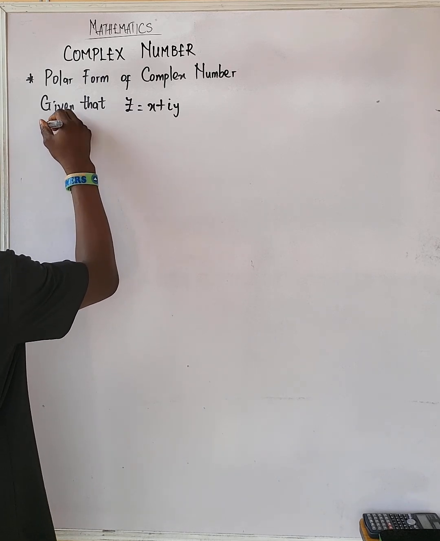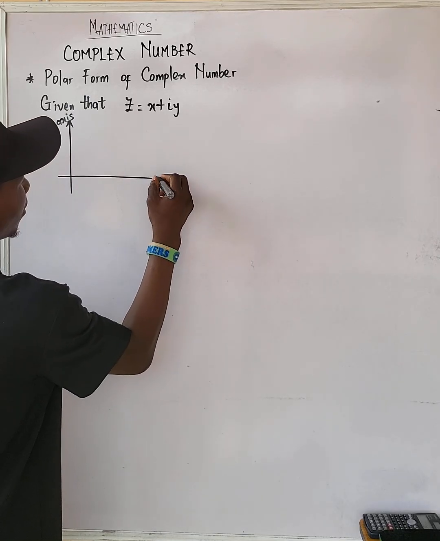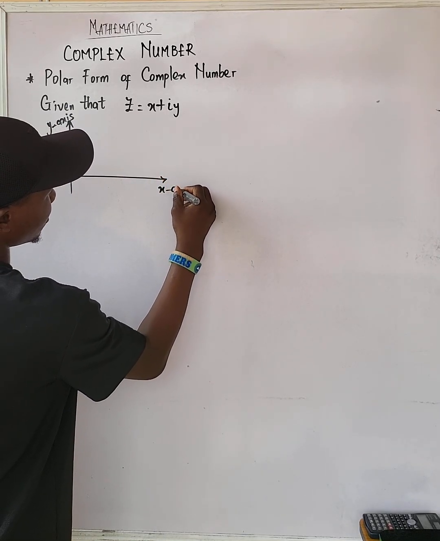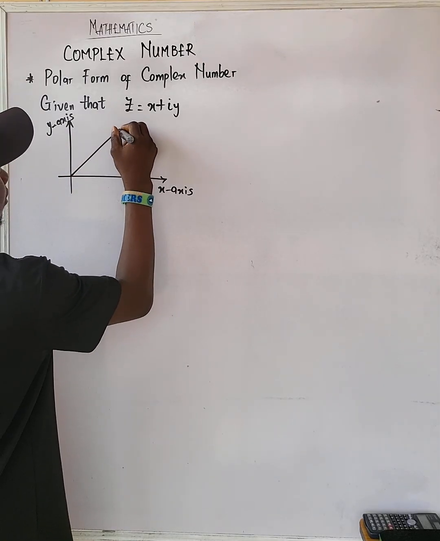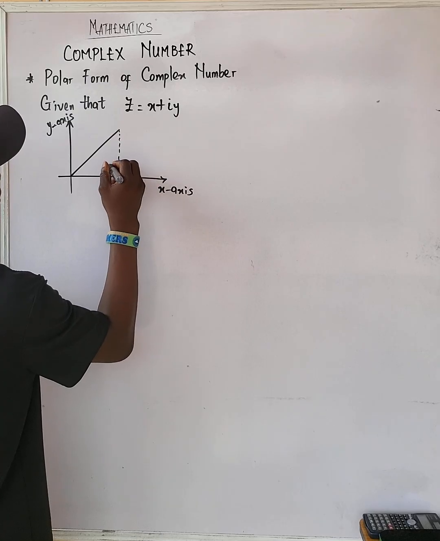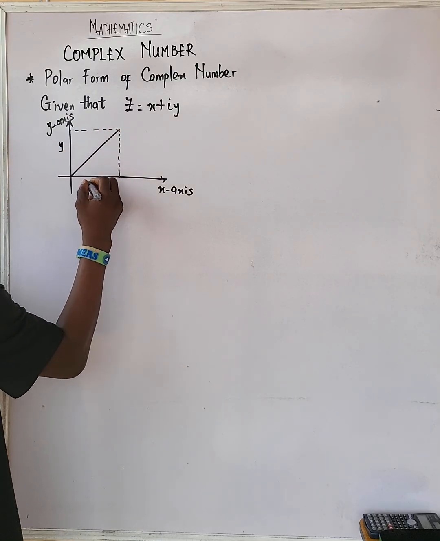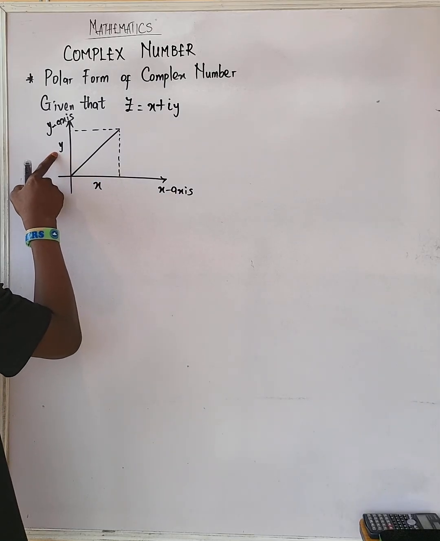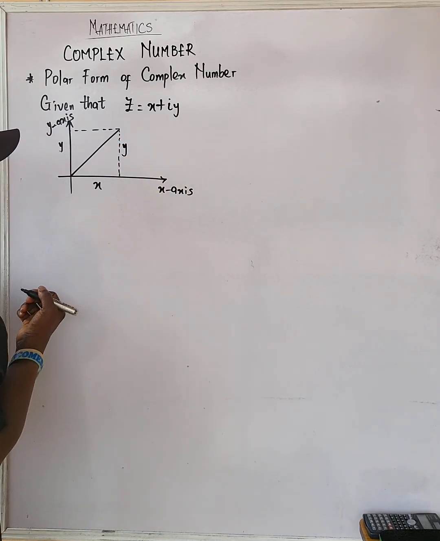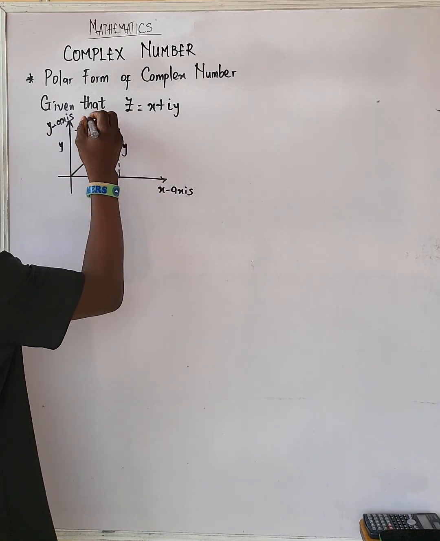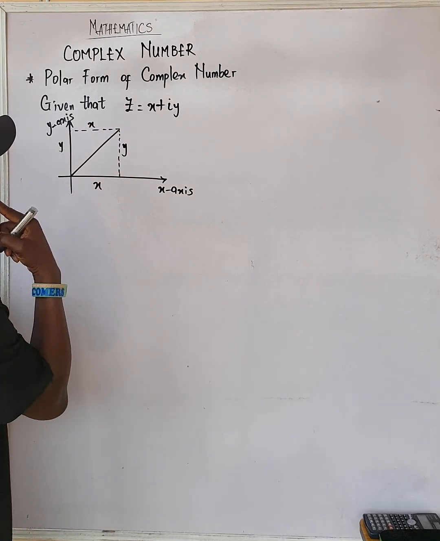Now, this is our y-axis. This is our x-axis. So when we trace it down like this, this is our y, this is our x. If this side is our y, then definitely this side is also our y. This is our x, then definitely this side is also our x. But we just only need this right-angled triangle.